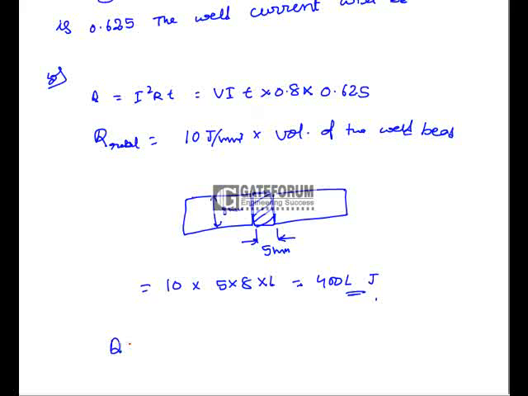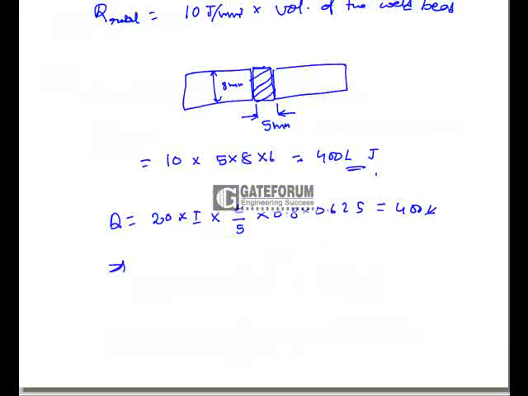Now consider the equation Q equal to VIT. V, voltage, is given as 20, into I, into the time required, which can be calculated from the length of the weld divided by the speed of the weld, that is L by 5. This is multiplied by 0.8 into 0.625 and is equal to 400 L. So here L gets cancelled, and from this equation we can calculate I, the current required to weld, which is equal to 200 amps. So in the options, the right option is B.